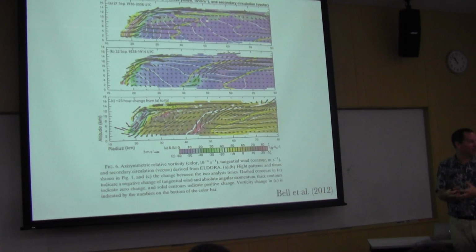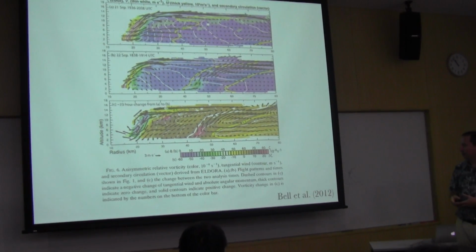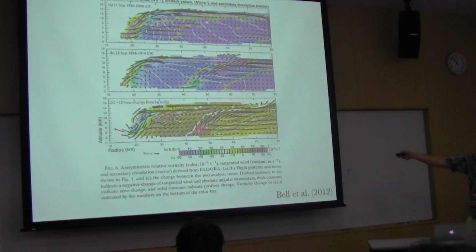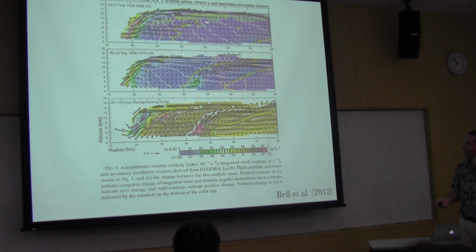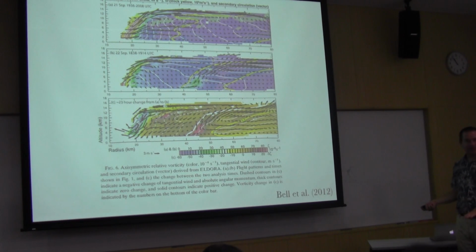Significant convergence of angular momentum into that secondary eye wall at that time. And then the vorticity change is positive here and negative here, right? So I like this plot. I think it shows some really interesting things, and hopefully we can get some more observations like this in the future. But it takes some good luck and time. All right, so that's kind of secondary eye wall stuff.